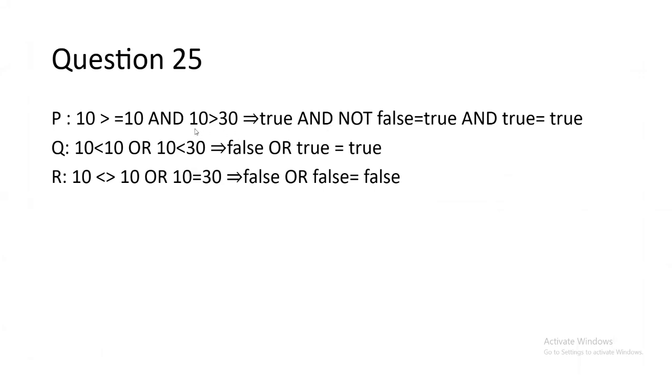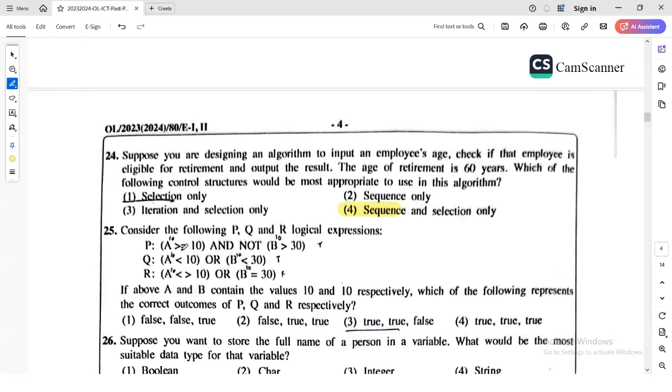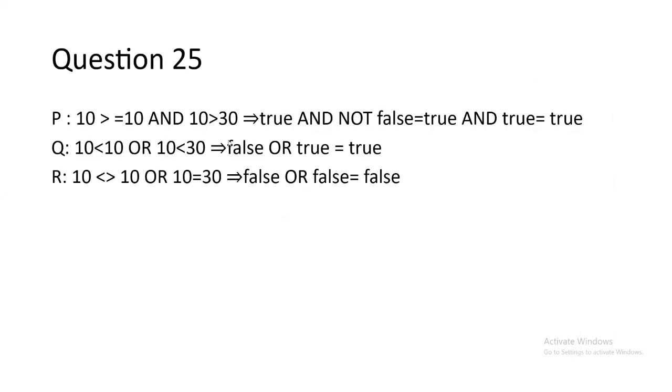Then here it is 10 is greater than 30, right? So if I show you the question one more time, here there is A is greater than or equal to 10 and not B is greater than 30. So that's how the question is. Here I have missed this not part. That's why it's a bit confusing. So 10 is not greater than 30. So this part is false, but with the not, it will become true. True and true. So P will be true.